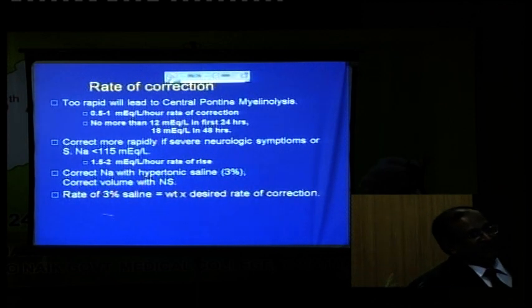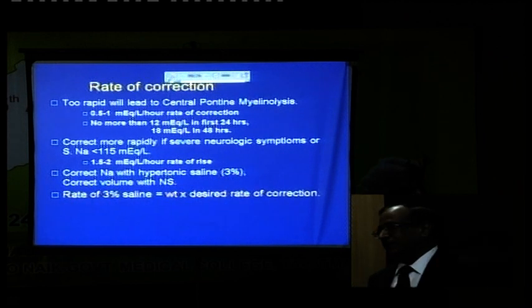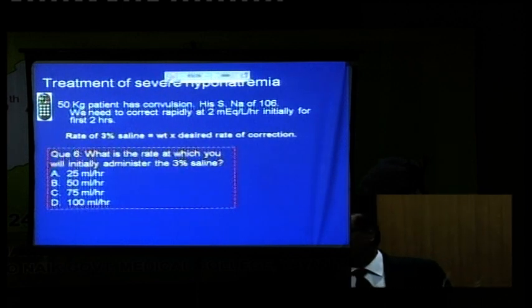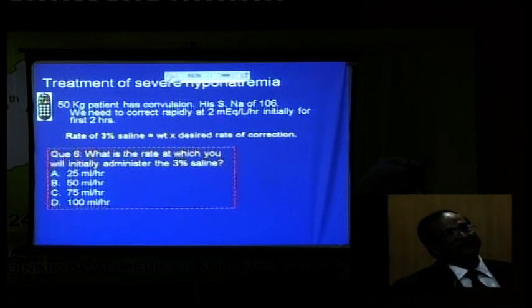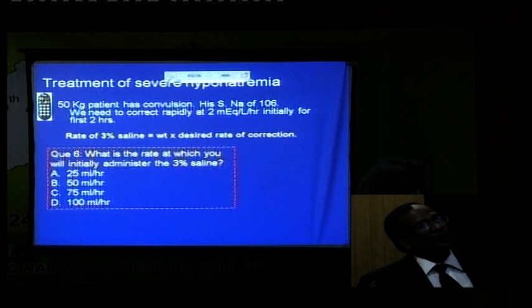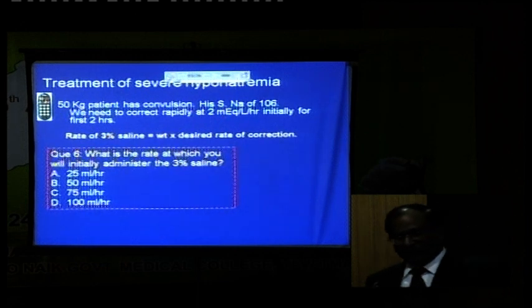And the rate of 3% saline you should give is weight of the person into desired rate of correction. I will show you this with an example. A 50 kg person has a convulsion, his sodium is 106. We need to correct at a rate of 2 millimoles per hour because it's a very severe thing. I want you to tell me what is the rate at which you will start 3% saline to correct it at 2 millimoles per hour.